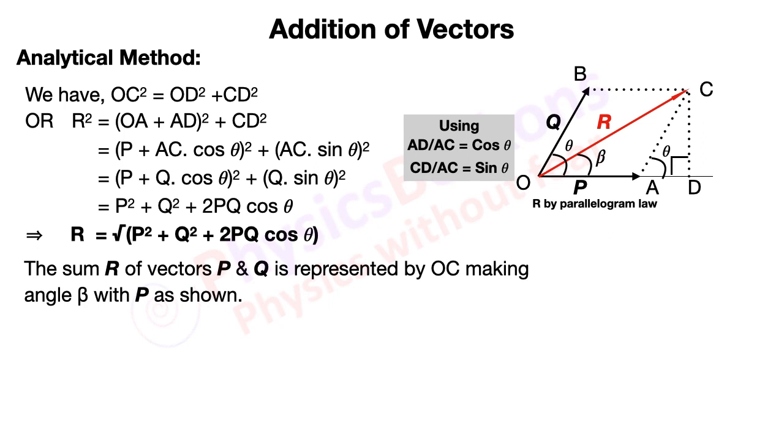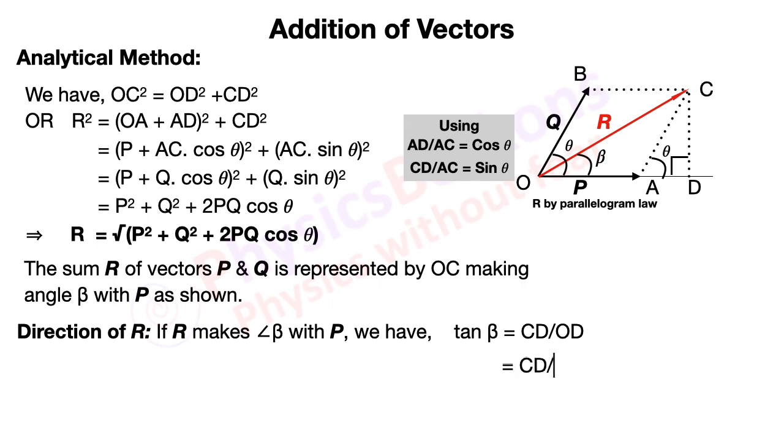The resultant R of the vectors P and Q is represented by OC, and we can find the direction by calculating angle beta. To find beta we define tangent beta. Tangent beta is CD, the perpendicular, over OD, or CD over OA plus AD. Substituting the values used earlier, tangent beta comes out to be Q sin theta over P plus Q cos theta.